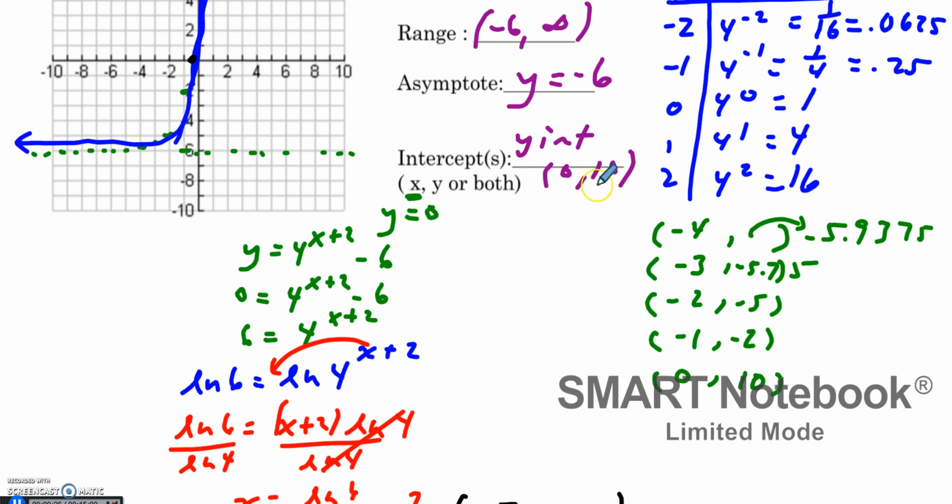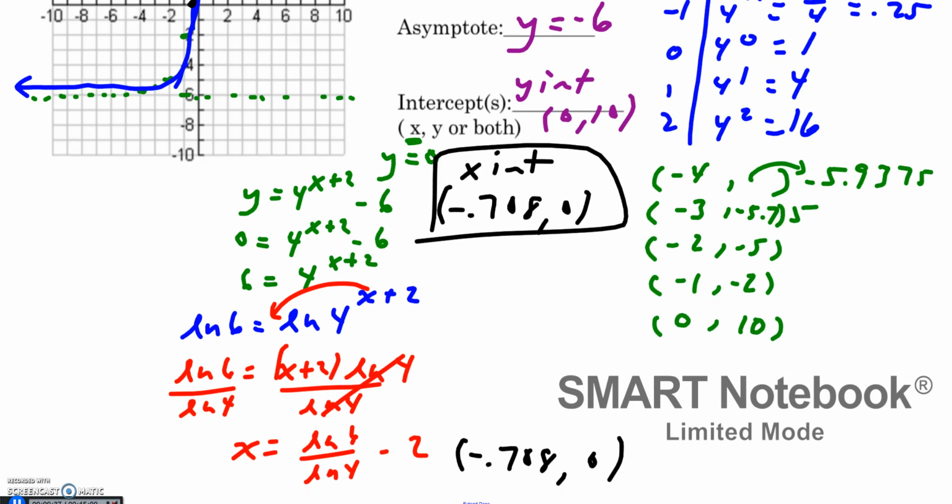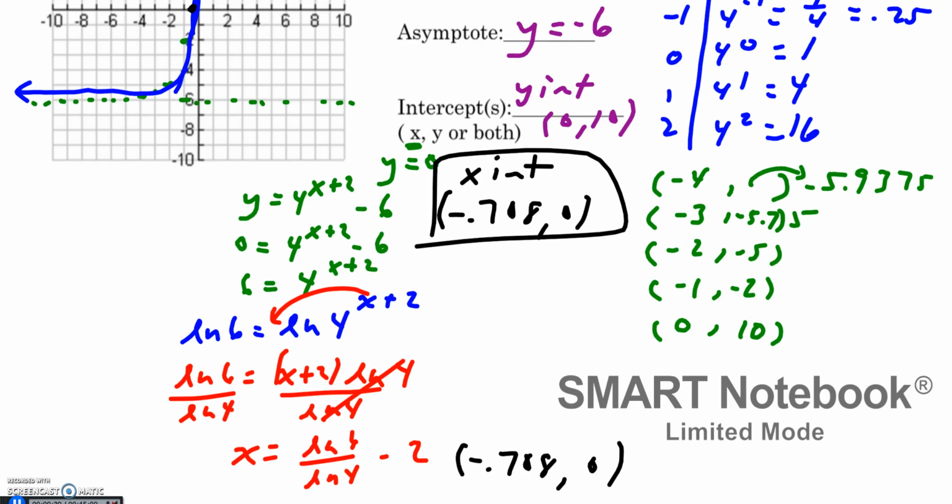So the y-intercept is 0, 10, and the x-intercept is -0.708, 0, and I knew that because I used logs. So if you are on the test and you forget how to find it on your calculator, which is important, I think it's more important to be able to use logs to solve those. So this is what I know I'm going to be looking for on the test.